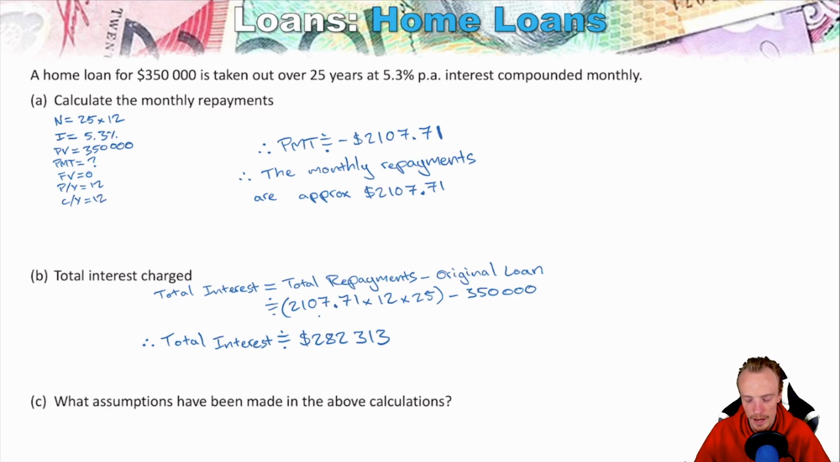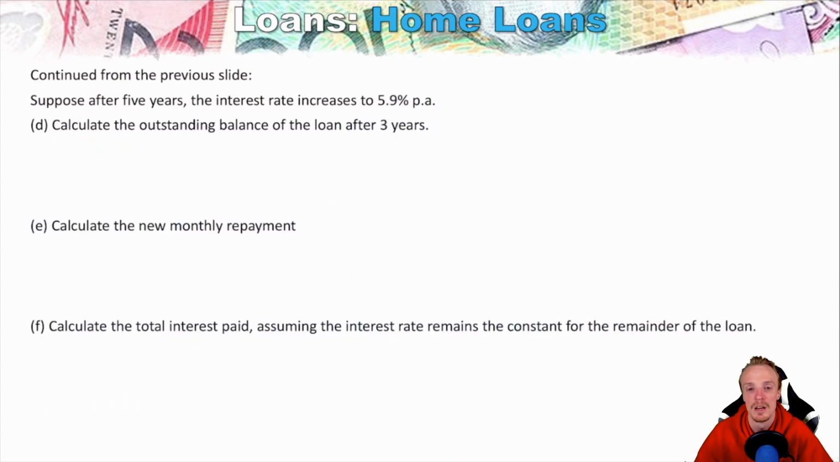So let's take a look at what happens if the interest rate actually changes? Because this can become rather complex, we're going to keep it relatively simple so we can look at mathematically what the calculation looks like, which then can be applied to more complex situations. So let's just say that after 5 years, the interest rate increased to 5.9%. What does that mean for the loan itself?